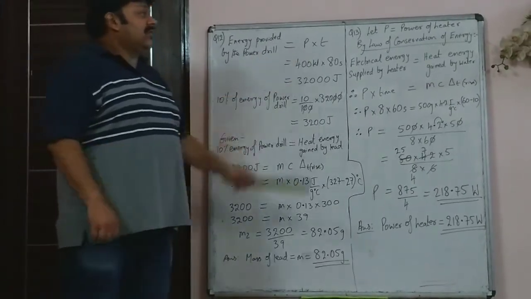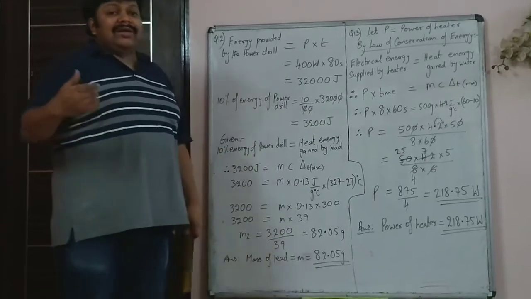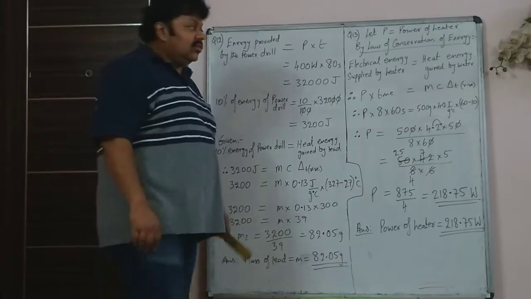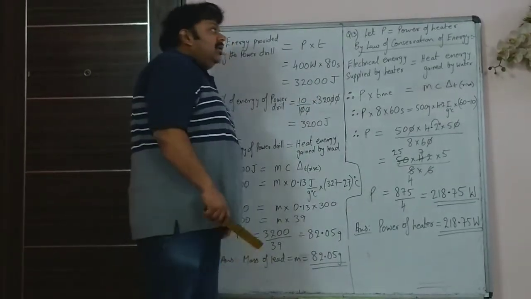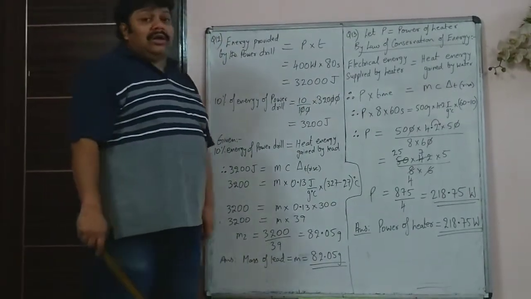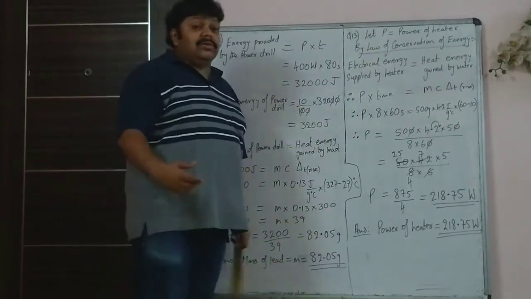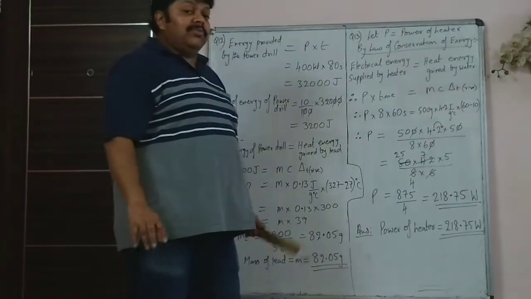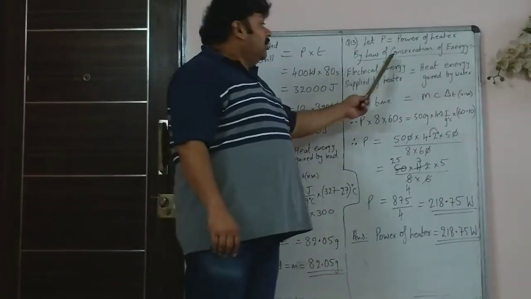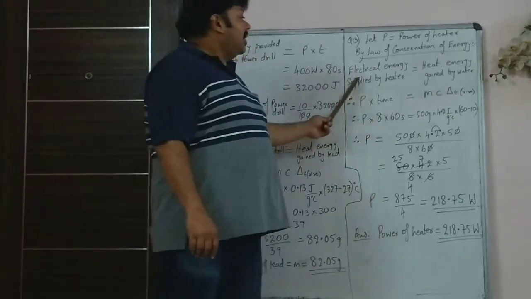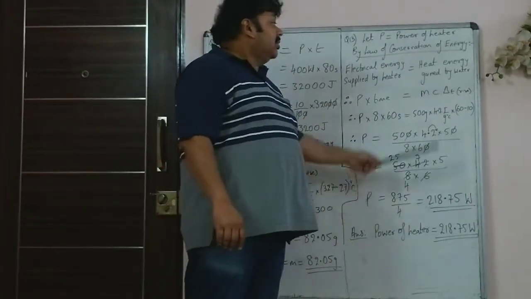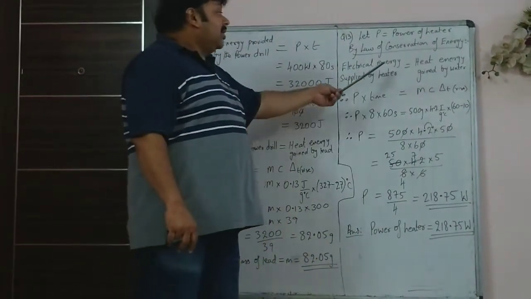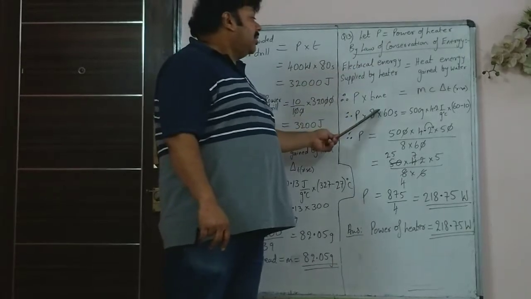I told you in some sums we will be using the electrical energy formula. Generally the direct formula power into time may be used. Similarly, in the 13th sum you have a heater whose power is asked. What is the power of the heater? So let the power of the heater be P, capital P. By law of conservation of energy, the electrical energy supplied by the heater would be the heat energy gained by water. So electrical energy supplied by heater will be power into time.